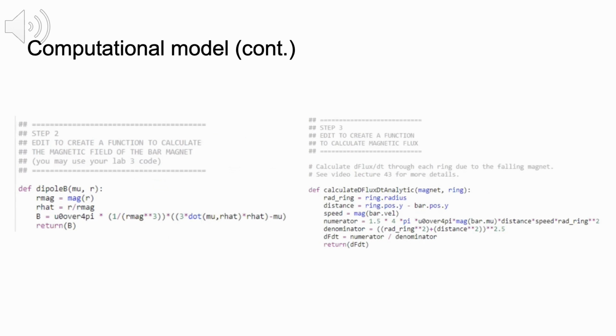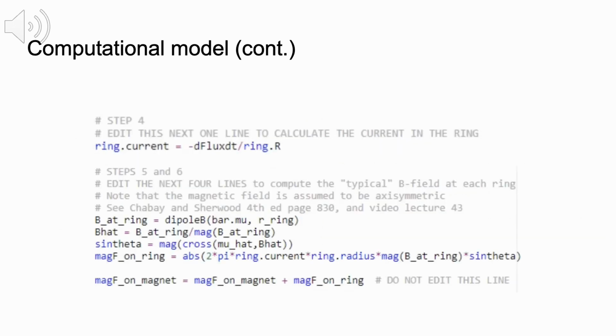In step 2, I created a function to calculate the magnetic field of the bar magnet. This uses the formula from the initial slides. And in step 3, I created a formula to calculate the change in magnetic flux for the bar magnet. In step 4, we calculated the current induced in the ring, and in steps 5 and 6, we calculated the magnetic field in each of the rings.